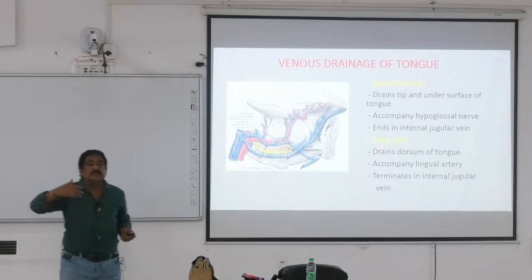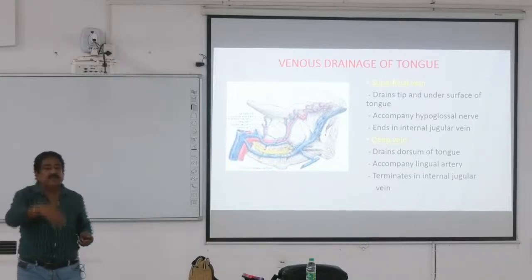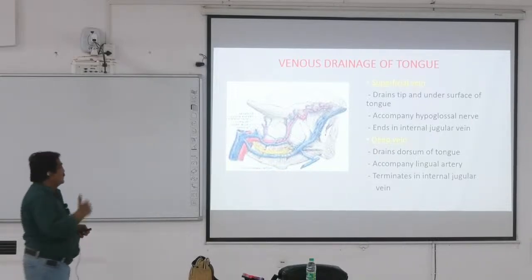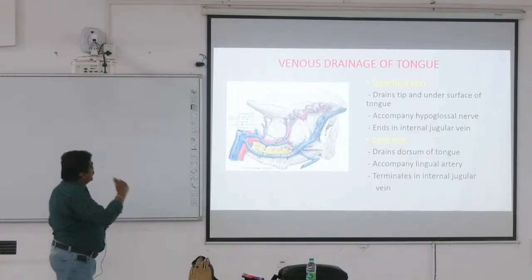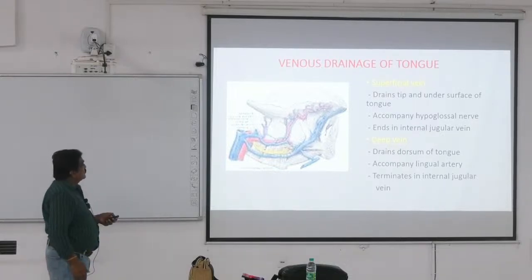Both the dorsal surface and the inferior surface drain into the jugular vein, but one, the superficial vein, this is the superficial vein, this is related to the hypoglossal nerve. And the dorsal of the tongue accompanying lingual artery terminates in the internal jugular vein. This is the lingual artery.